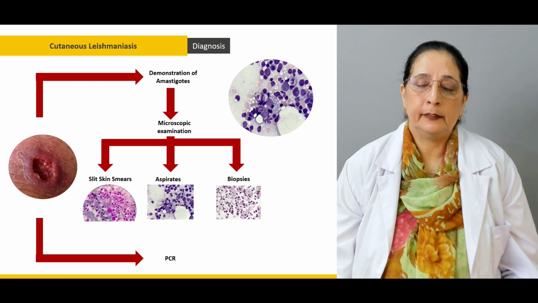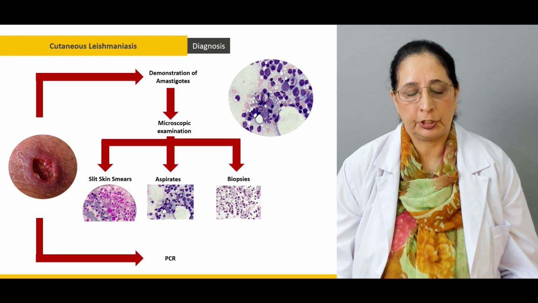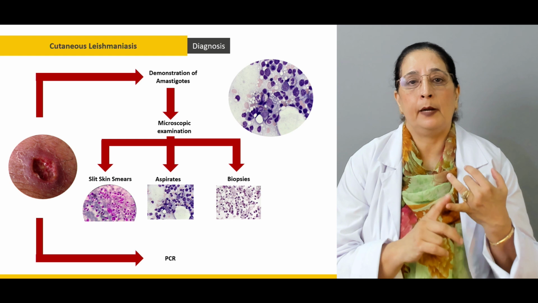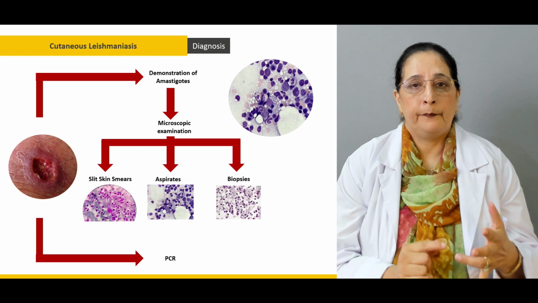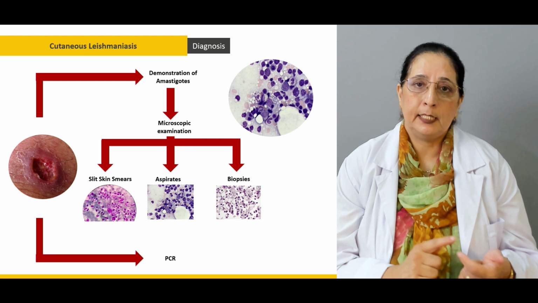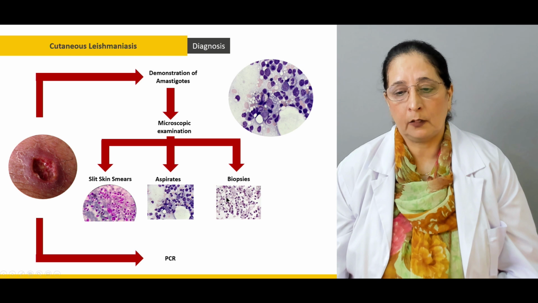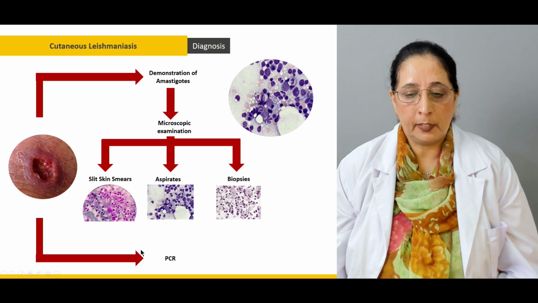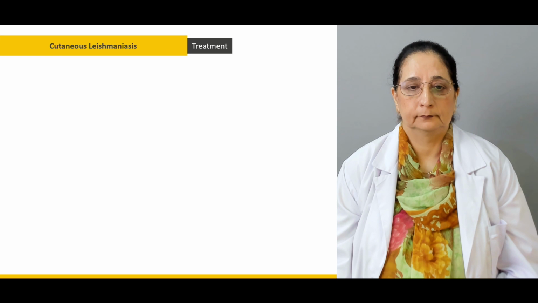And then another method of diagnosis is PCR, polymerase chain reaction. So to summarize, the diagnosis can be done by the finding of amastigotes, by the skin smear, aspirate testing, and the biopsies, which all give you different appearances on the microscopic examination, and also by the polymerase chain reaction.